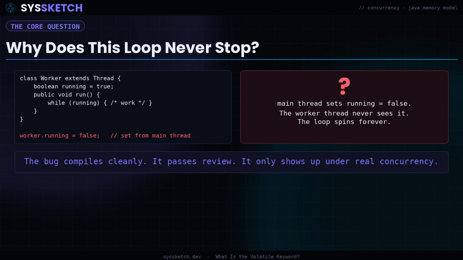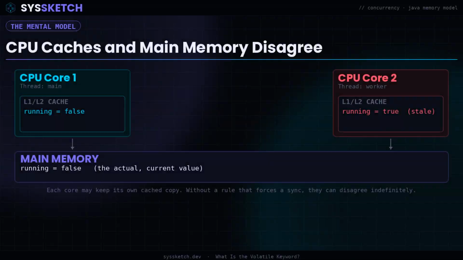Without a rule forcing otherwise, the compiler and the CPU are both free to optimize this field as if no other thread will ever touch it. That includes caching the value in a register or a CPU cache line and never checking main memory again. The bug compiles cleanly, it passes every code review, and it only shows up once you run it under real concurrency on real hardware, which is exactly why it's so easy to ship.